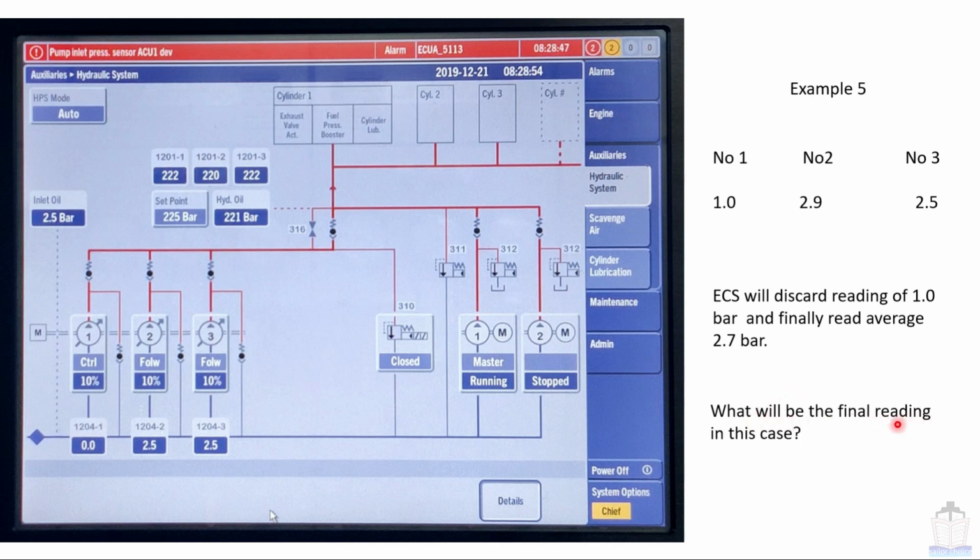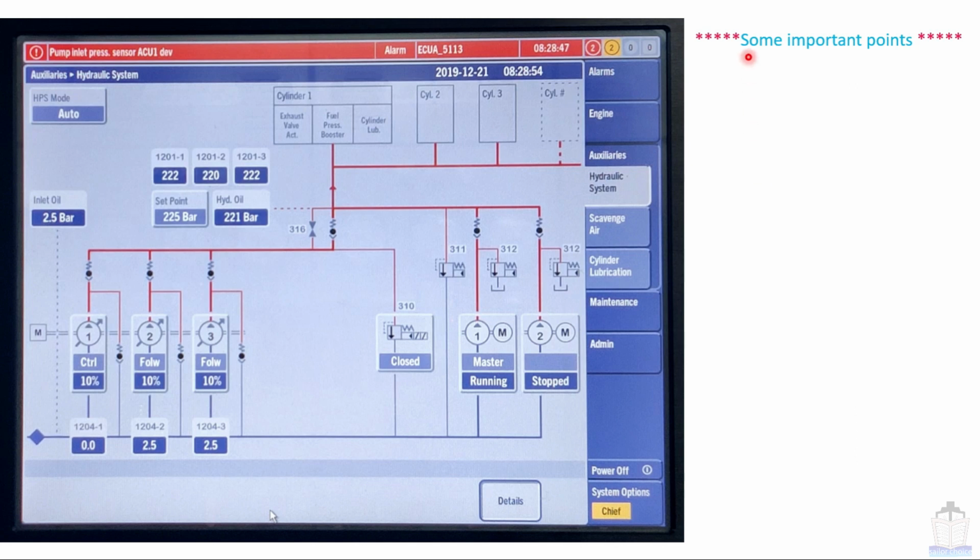What will be the final reading in this case? Suppose number 1 reading is 0, number 2 reading is 2.5 bar and number 3 reading is also 2.5 bar. Then what reading will be discarded by the ECS and what will be the final reading of LP? The answer is the final reading will be 2.5 bar and the discarded pressure transmitter will be of number 1 unit, that is 0 bar. Okay, now we are moving next.